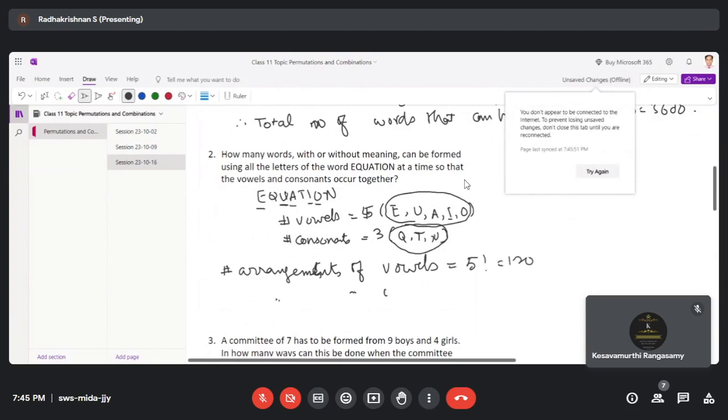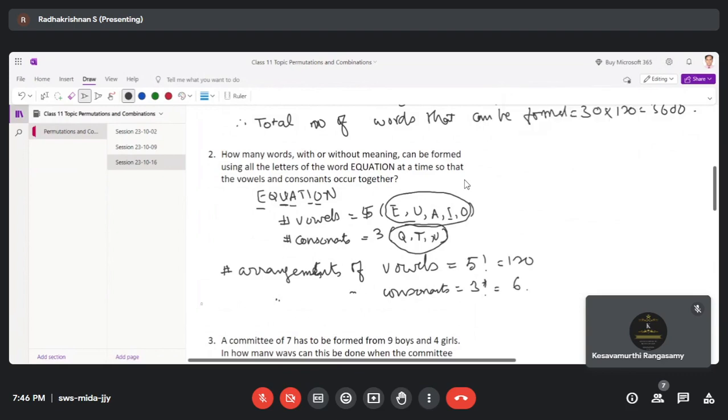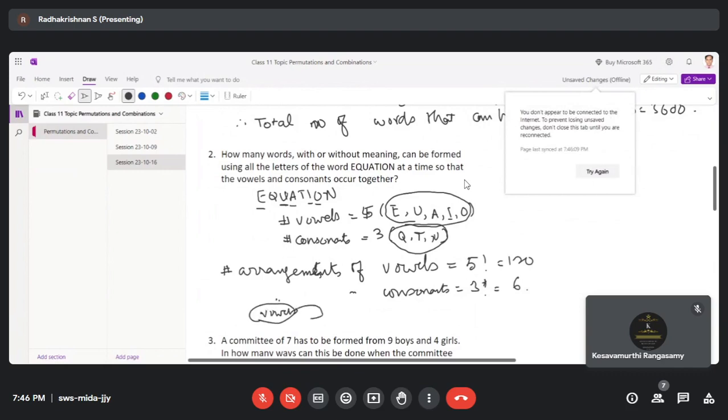Similarly, consonants, 3 consonants are there, they can be arranged in 3 factorial ways, which is 6. Okay, so we have got 120 arrangements of vowels and 6 arrangements of consonants. And the consonants and vowels, these 2 groups, how can they be arranged? We can put all the vowels first and then all the consonants, or we can put all the consonants first and then all the vowels.